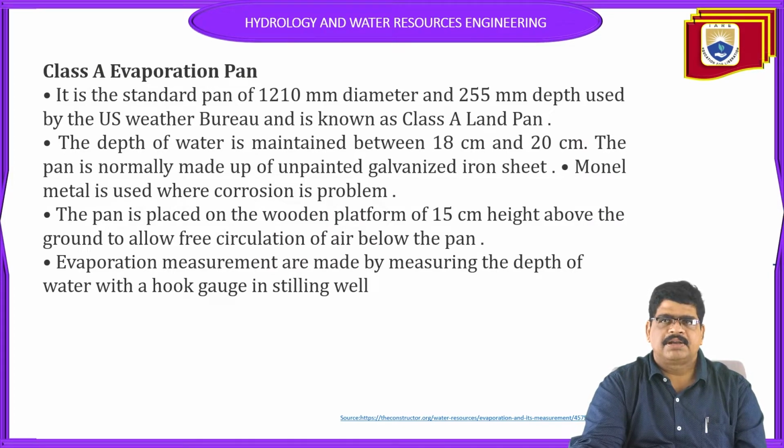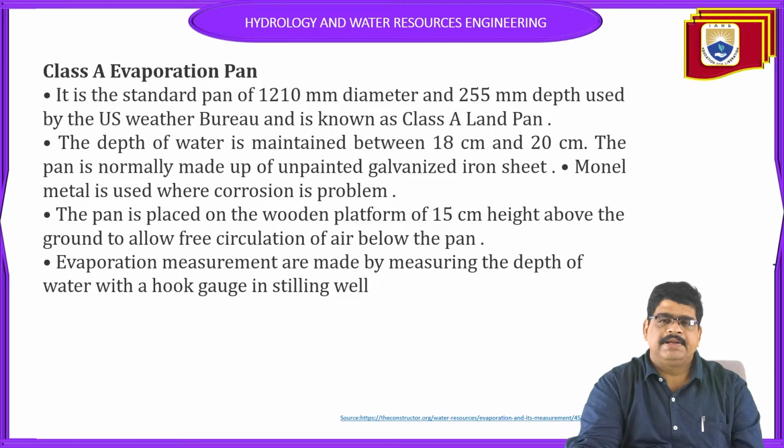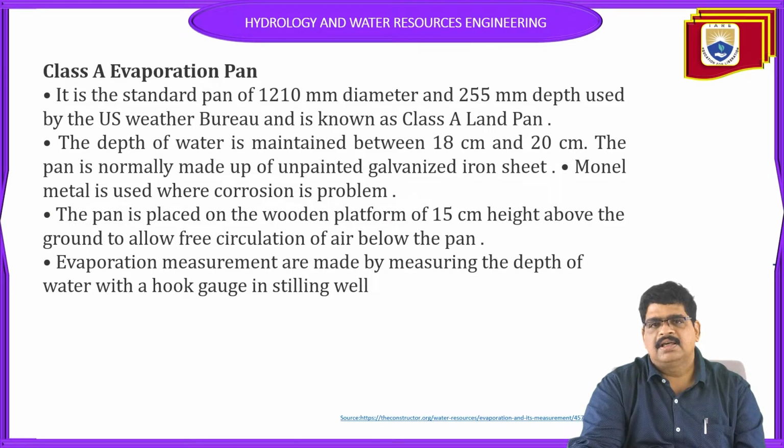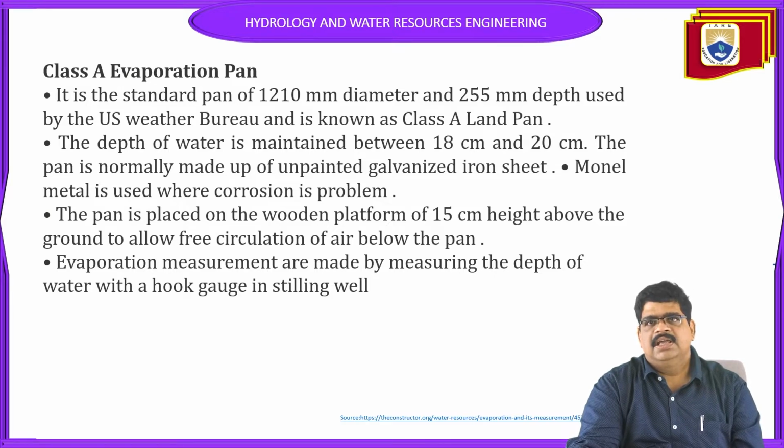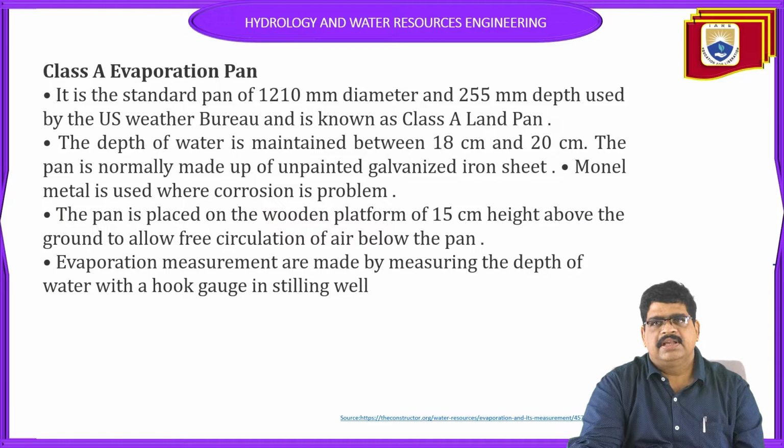Next, the depth of water is maintained between 18 centimeters and 20 centimeters. The pan is normally made of unpainted galvanized iron sheet. Why unpainted? If painted, it can absorb or reflect the heat, and the exact results cannot be obtained. That's why it is unpainted galvanized iron sheet, and the metal is used due to corrosion problems. The pan is placed on a wooden platform 15 centimeters in height above the ground level.